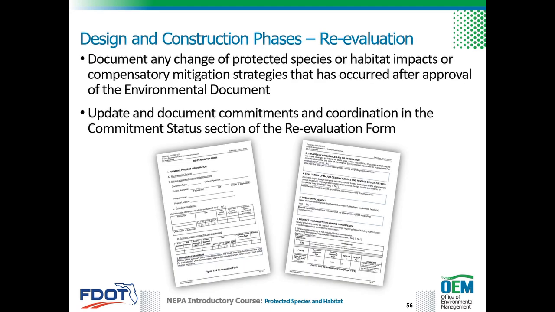Any change of protected species or habitat impacts, compensatory mitigation strategies, or listing status after approval of the final environmental document must be documented in a reevaluation. A reevaluation should also include the results of surveys, continued coordination, or other commitments needed to be fulfilled prior to advancing the project to the next phase. Guidance on reevaluations is found in Part 1, Chapter 13, Reevaluations of the PD&E Manual, and the computer-based NEPA Introductory Course Reevaluations. Commitments must be updated in the commitment status section, and a summary of agency coordination needs to be included in the natural resources section of the reevaluation form.